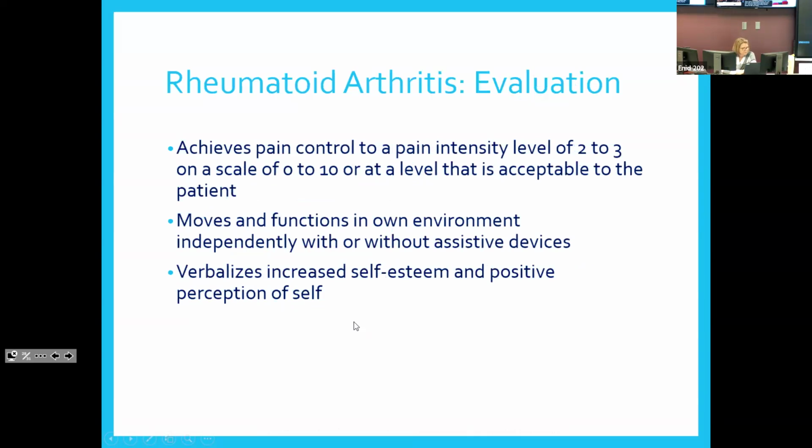Okay, so for evaluation, you're going to check their pain scale and if that's acceptable to them. If they can move and function in their own environment independently with or without assistive devices. And that would be maybe where occupational therapy would come into play. They could teach them how to perform their activities of daily living. Maybe have to modify a little bit for their pain or for their decreased range of motion. And then they can verbalize increased self-esteem and positive perception by taking the medications and feeling better.